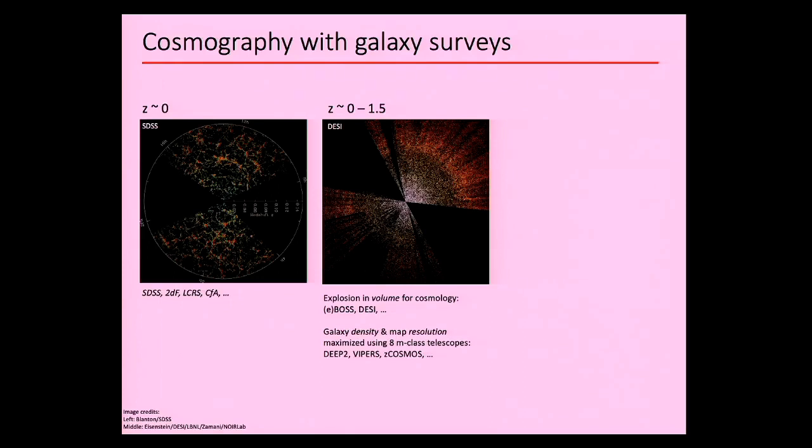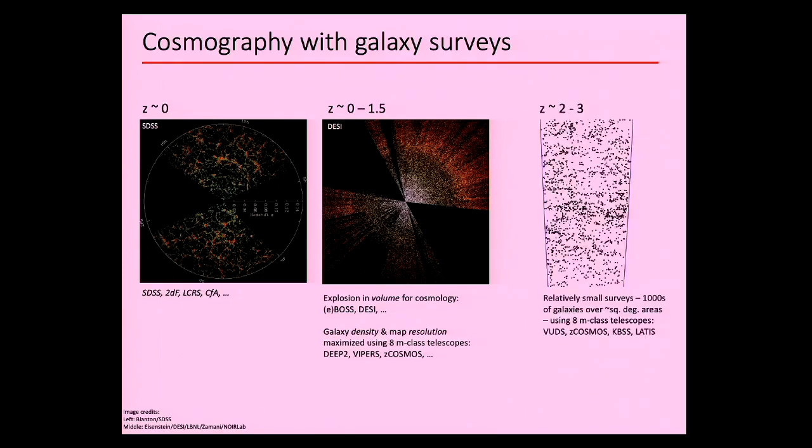But then as we go back further to the so-called cosmic noon era, around redshift 2 or 3, it's a dramatically different situation. The biggest surveys are like a few thousand galaxies over square degree areas, and this is all on 8-meter class telescopes.